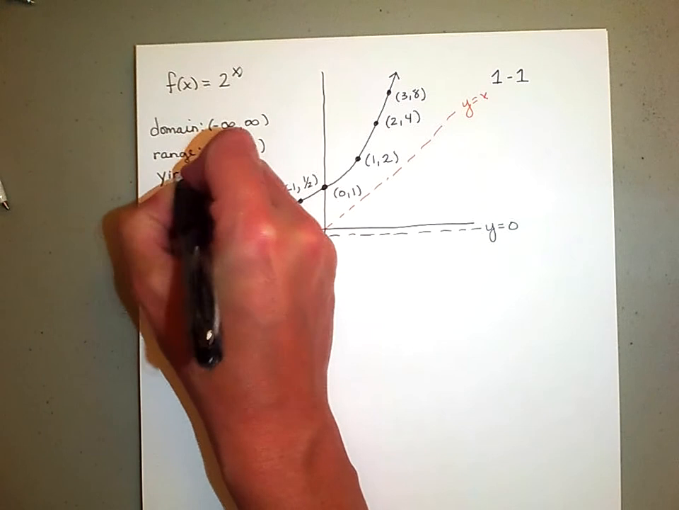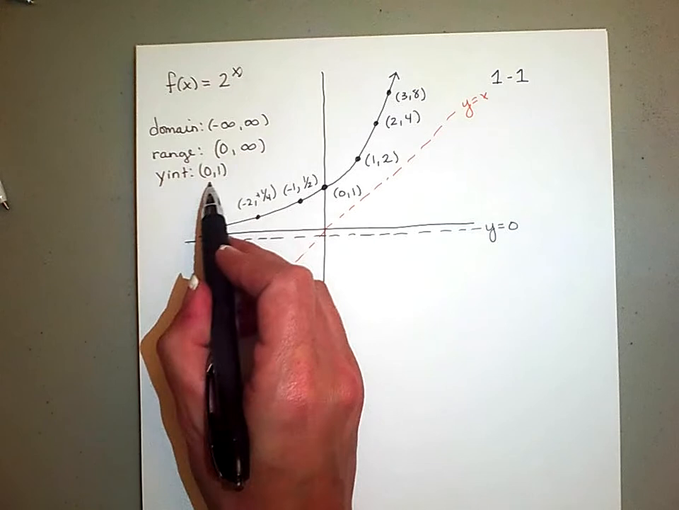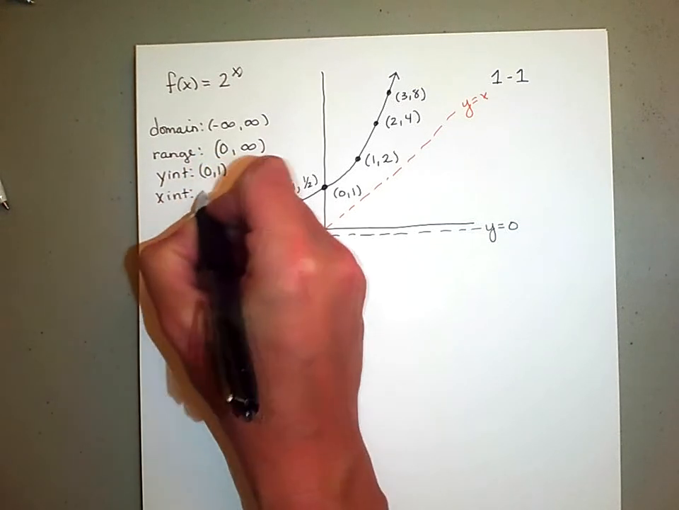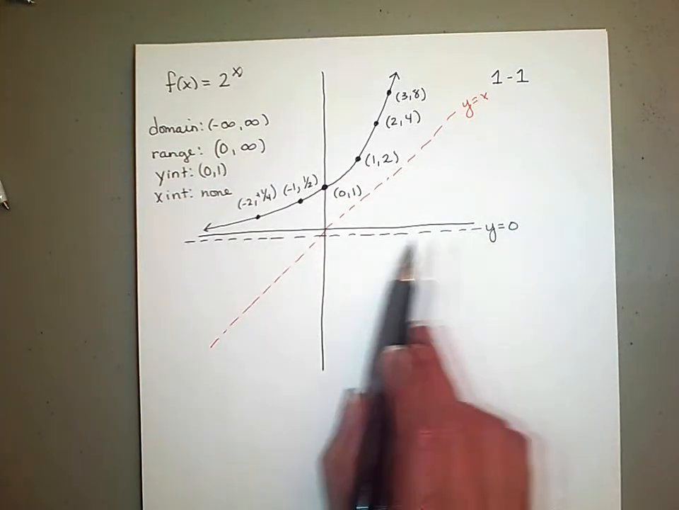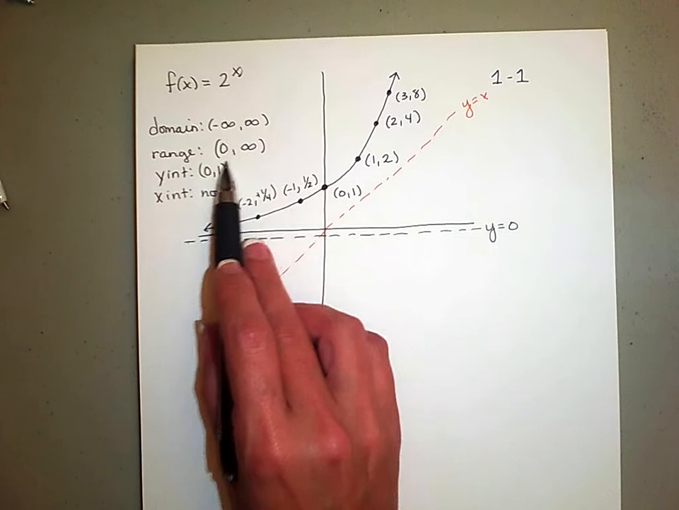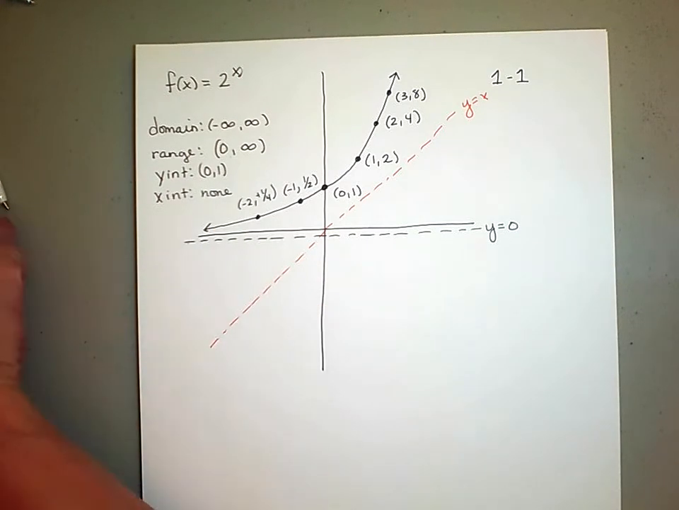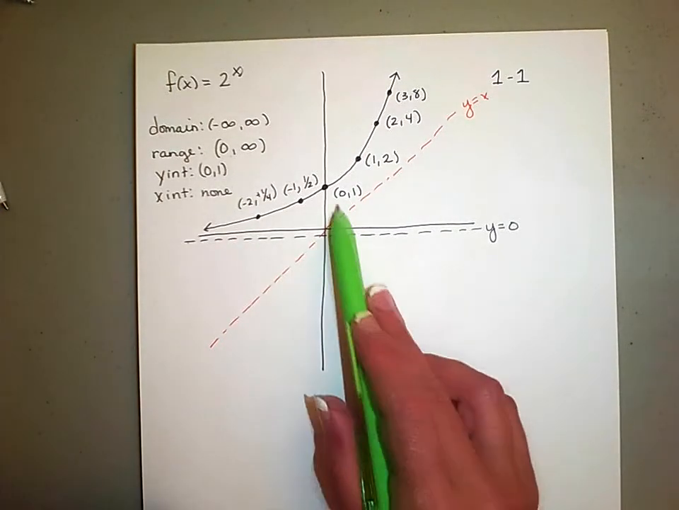So we have a y-intercept of (0, 1). That's an ordered pair, not an interval. And as for an x-intercept, there is none. That's a direct result of the horizontal asymptote and also the range. So there is no x-intercept.